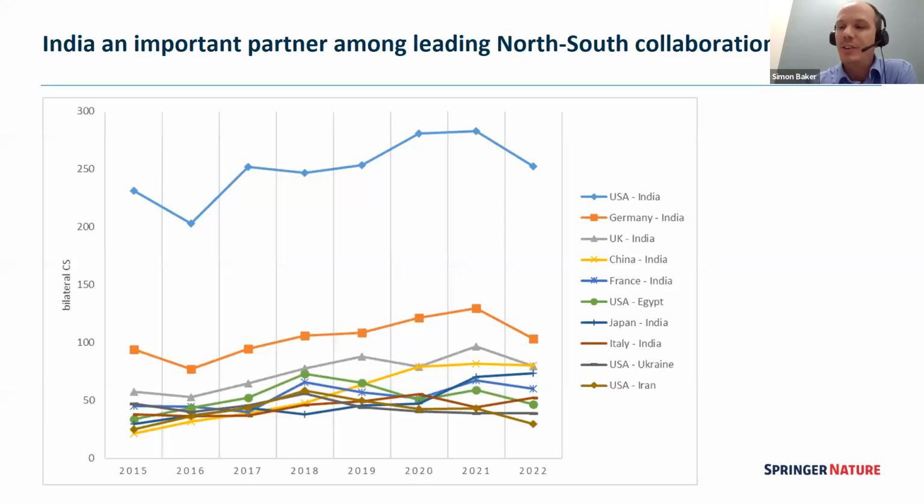Here I've just highlighted how, if you look at bilateral collaborations on this set of papers, so papers that involve authors from two different countries, the US and India is by far the biggest partnership. But you can see the trend down between 2021 and 2022 is due to the overall volume. You can also see some trends in terms of a growth of China and India involved in publishing these papers.